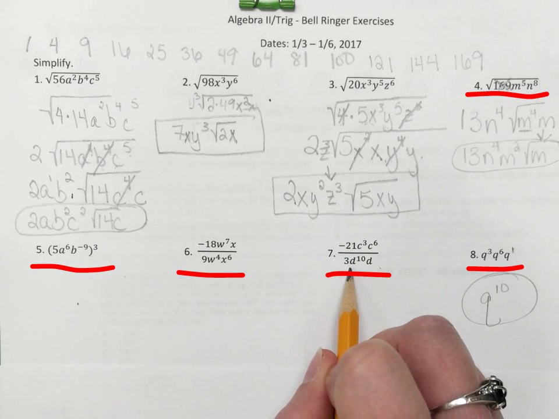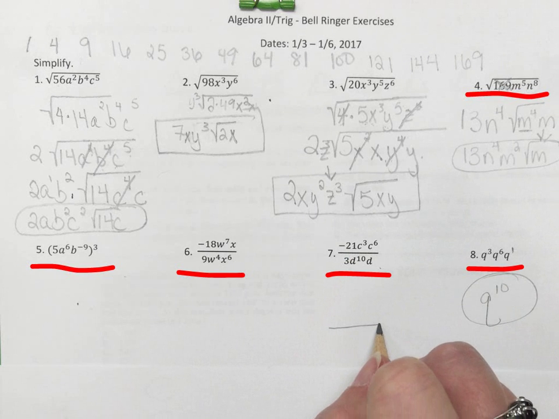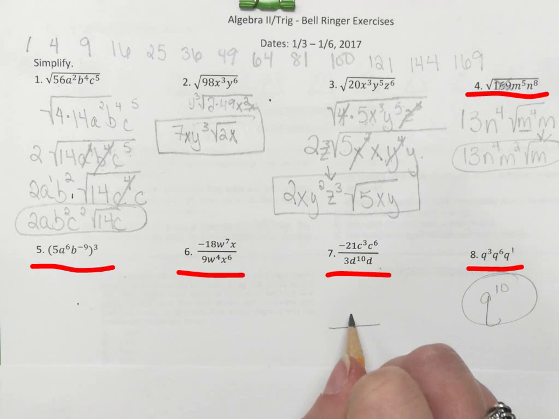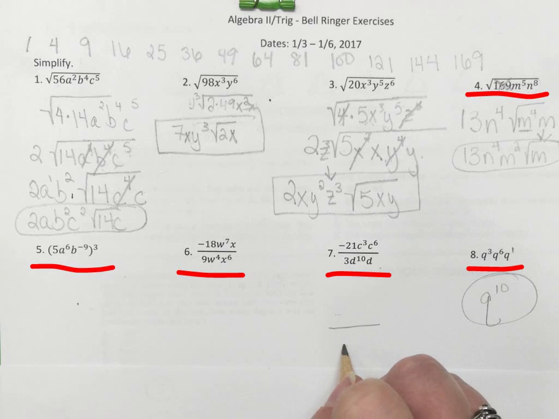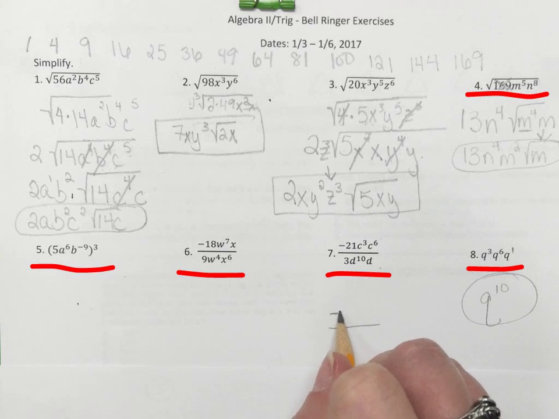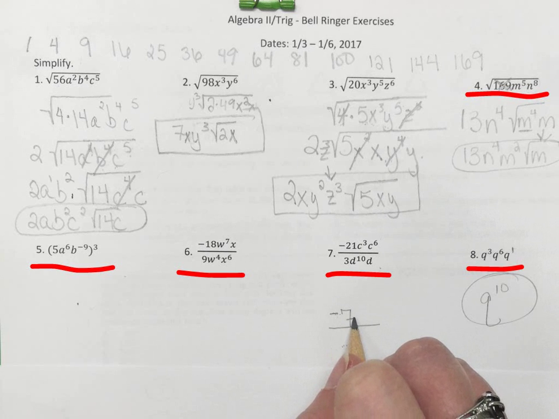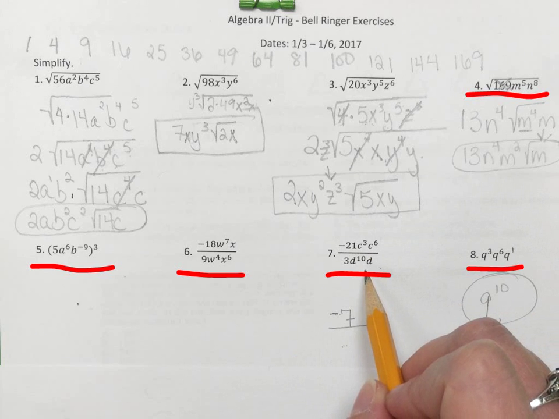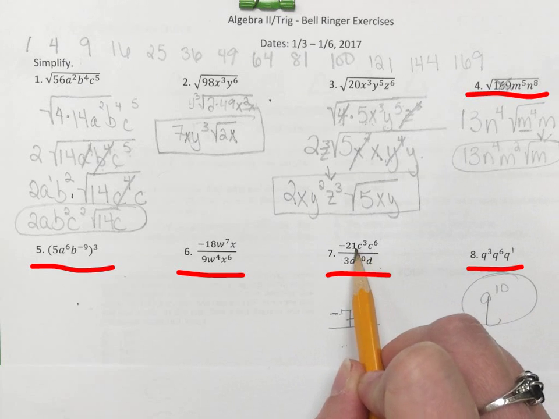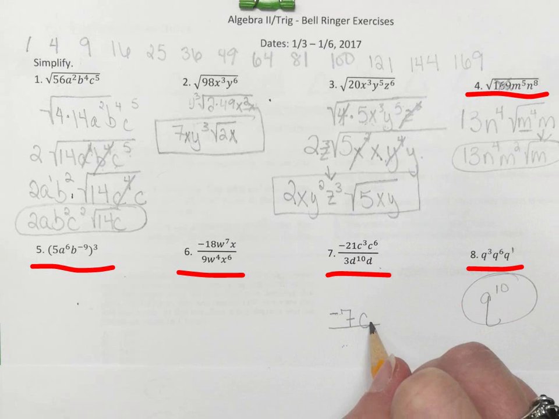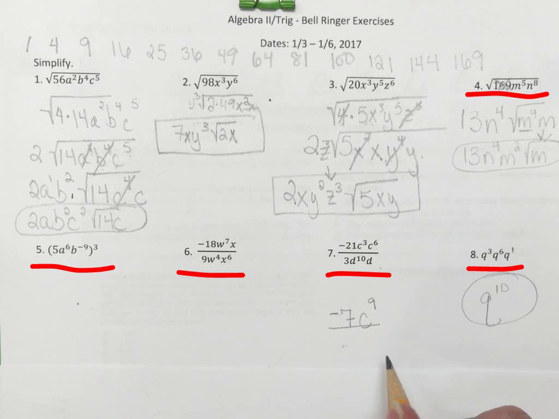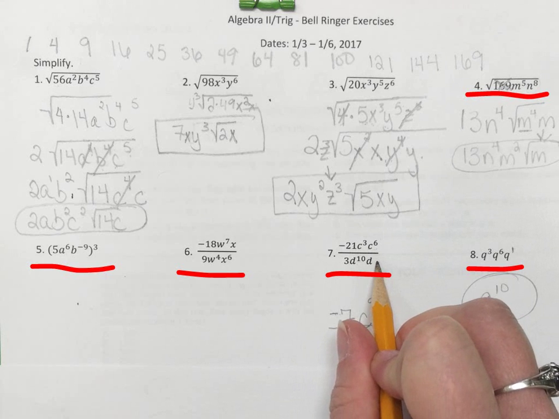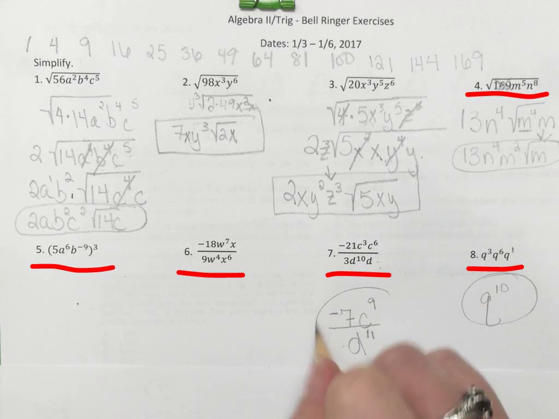All right, what about this one? What's negative 21 divided by 3? Negative 7. Does the negative 7 go on the top or bottom? Which one's bigger, 21 or 3? 21, so it goes on top. There you go. All right, what about the C's? What do I do to the C's? Since they're right next to each other, you add them. 6 plus 3 is 9. And on the bottom, what do I do to those D's? Add, and you get 11. Perfect. Very good.